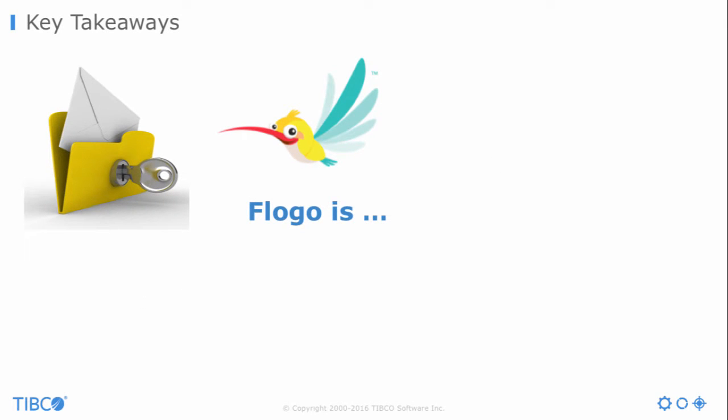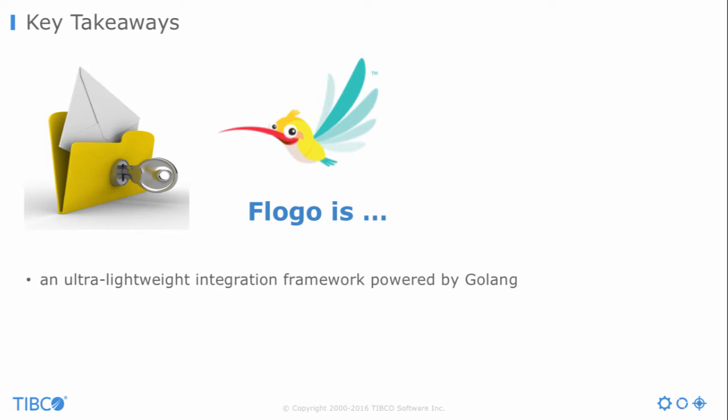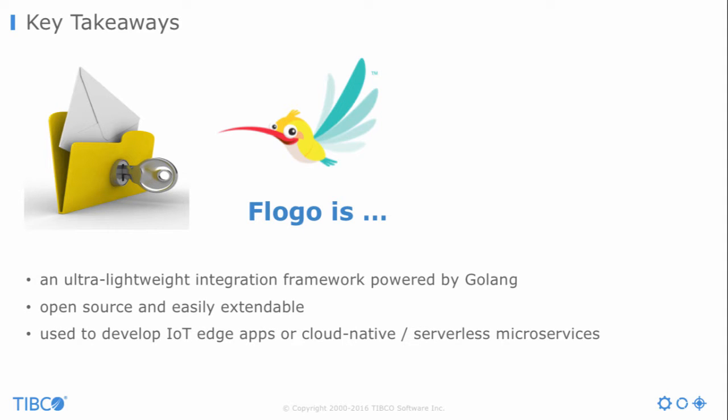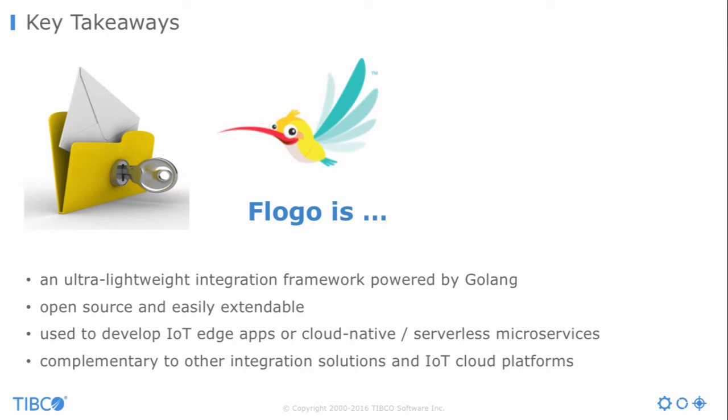So first, the key takeaways. What is Flogo? Flogo is an ultra lightweight integration framework powered by the Golang language. Flogo is open source under the permissive BSD license and also built to be easily extendable. Flogo is used to develop Internet of Things edge applications or cloud native serverless microservices, which are very lightweight and consume very little memory. And Flogo is complementary to other integration solutions and IoT cloud platforms. That's also very important, that it's just one piece of the puzzle in a hybrid integration architecture.